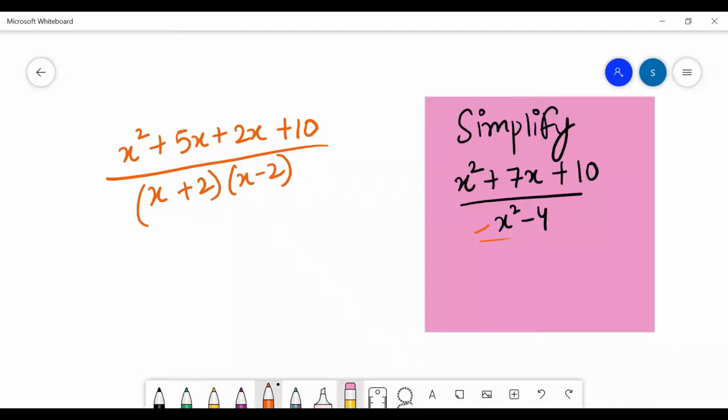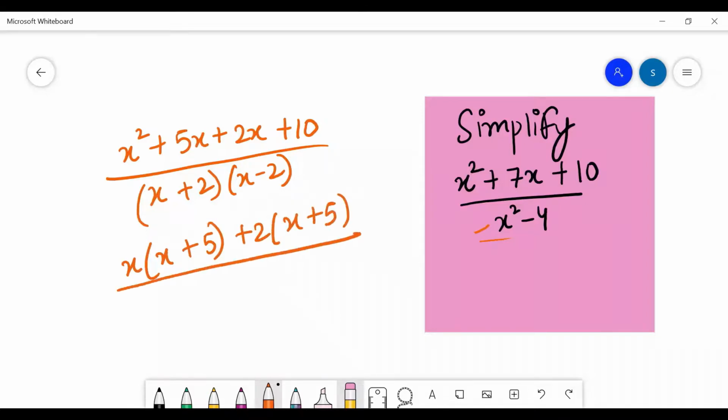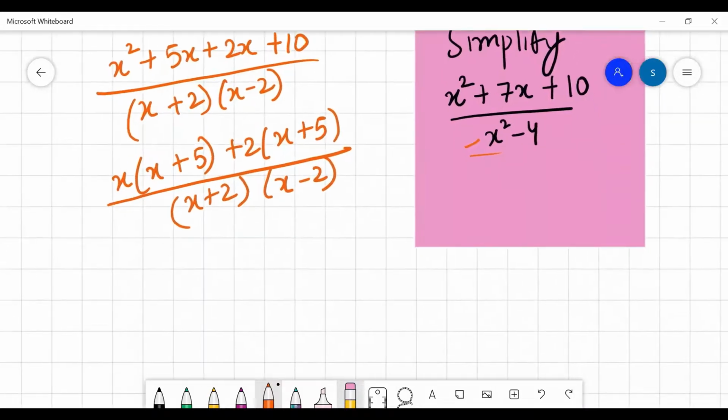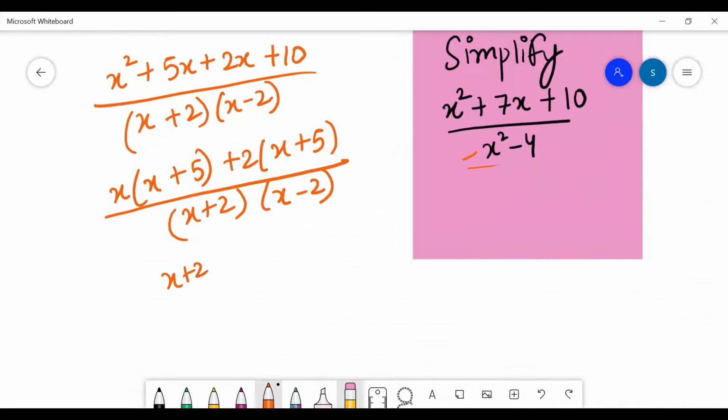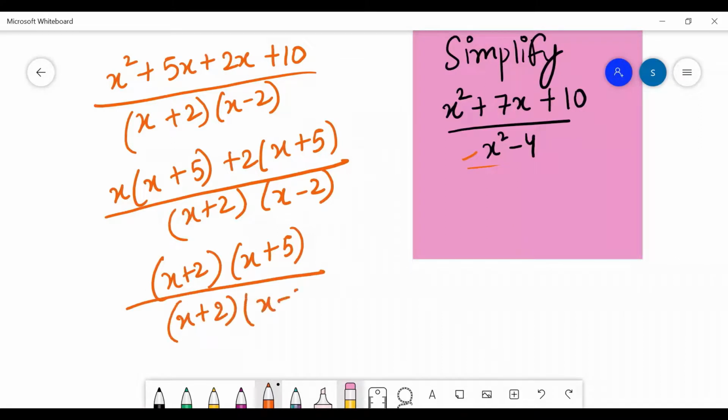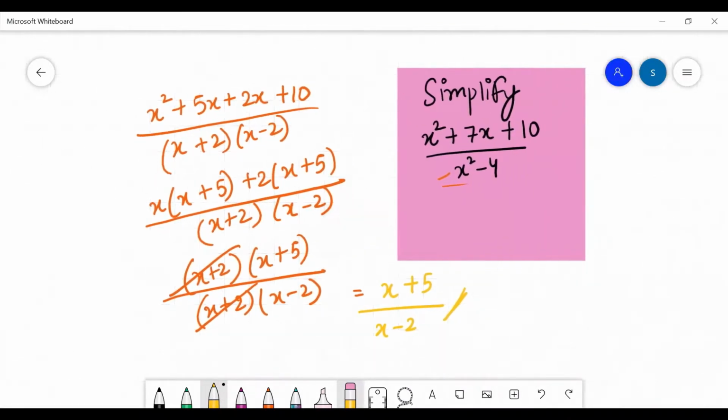In the numerator, just take the common terms, x into x plus 5 plus 2 into x plus 5, divided by x plus 2 into x minus 2. So that is x plus 2 into x plus 5 divided by x plus 2 into x minus 2. So this and this gets cancelled. You are left with x plus 5 divided by x minus 2. So this is the final answer for this question.